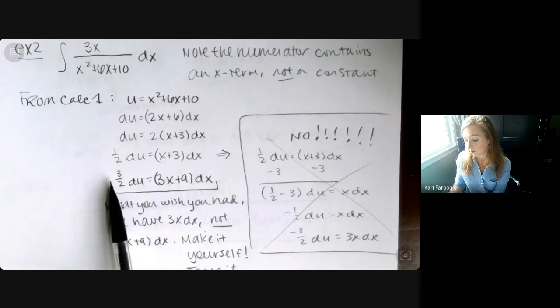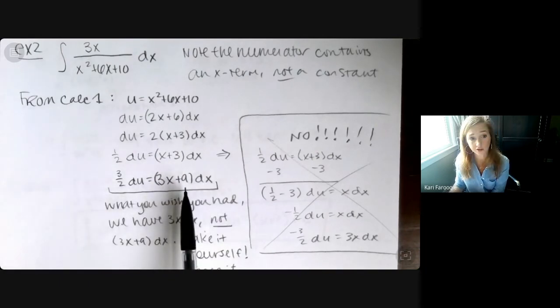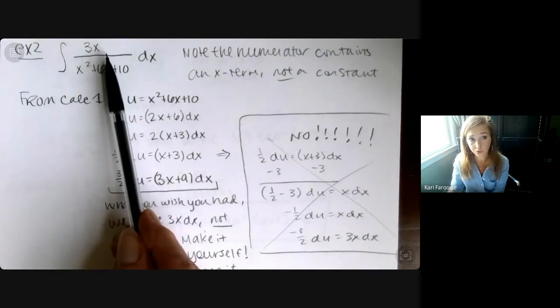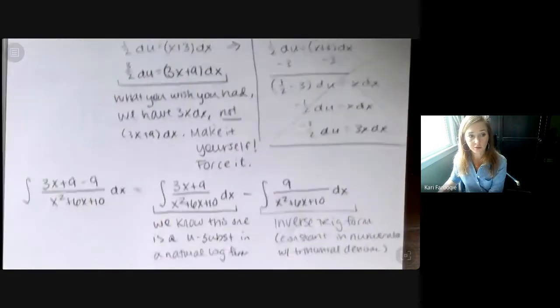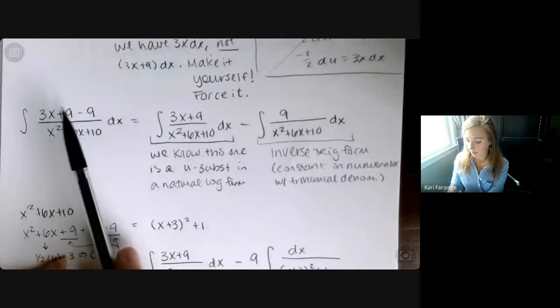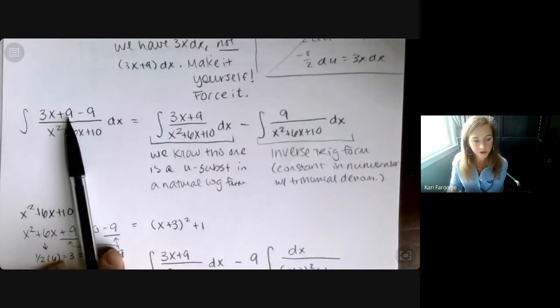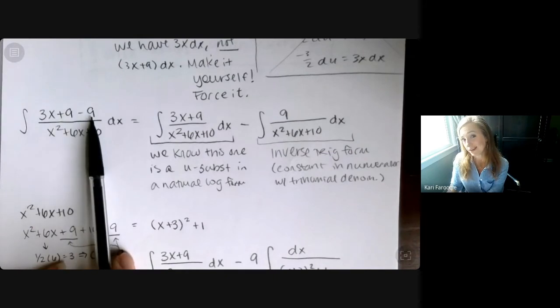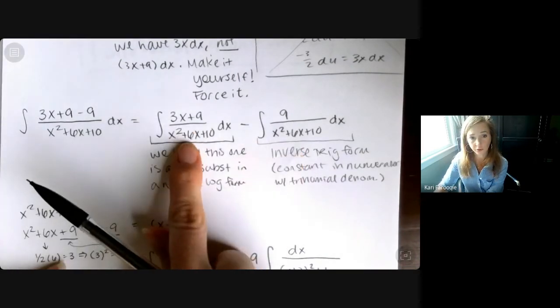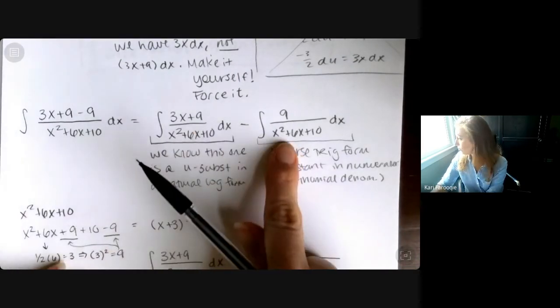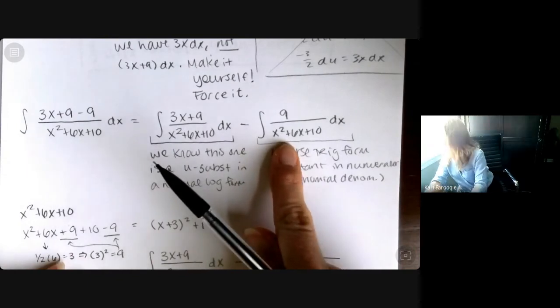So you were thinking, if I'm going to use a u substitution, I have to have 3x plus 9 dx. Well, I don't have 3x plus 9 dx, so I'm going to force it. So then you came down here and said, all right, I need 3x plus 9. I'm going to make it happen. But if I'm going to add in 9, I have to also subtract the 9. And then you rewrote this into two integrals. Here's your u substitution, and this one is your inverse trig function.